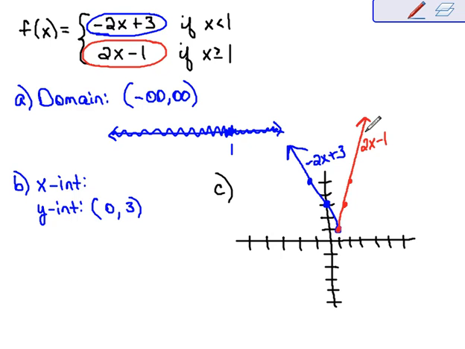Now in graphing that portion of it, it's not crossing the x-axis or the y-axis, so there are no more intercepts in this graph. Now we're ready for our last part, part D, which is our range.